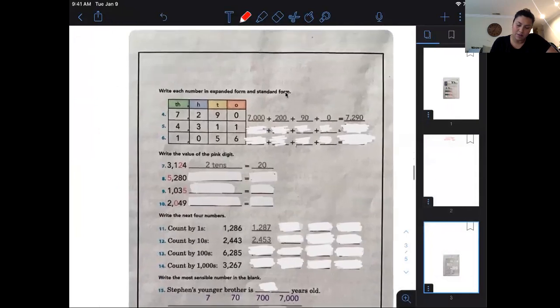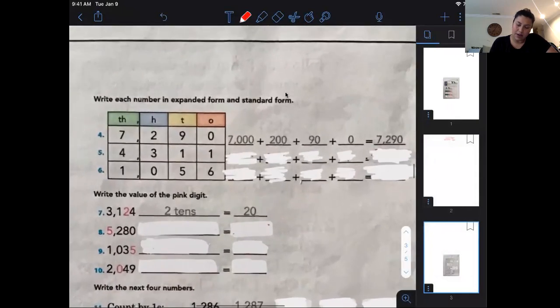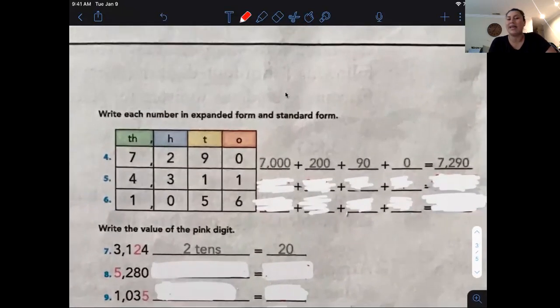Here we go. All right, so they're basically asking us to do the exact same thing. Write each number in expanded form and standard form. So let's pretend that this is Daddy Digit's house. I like to think of the numbers as being in Daddy Digit's house. So that's his house, and we're gonna take the information we have in those rooms, write it in expanded form, and then write it again in standard form, which is the regular way to write a number.